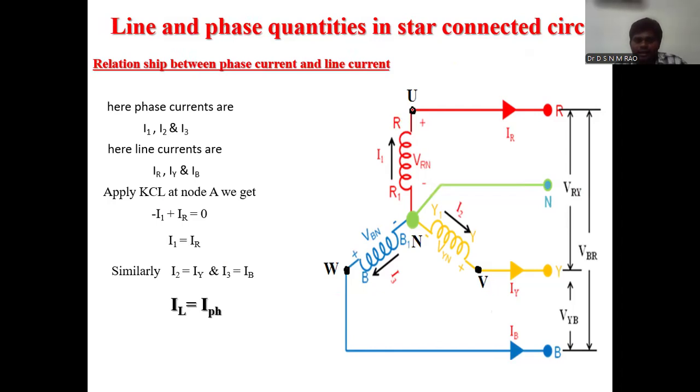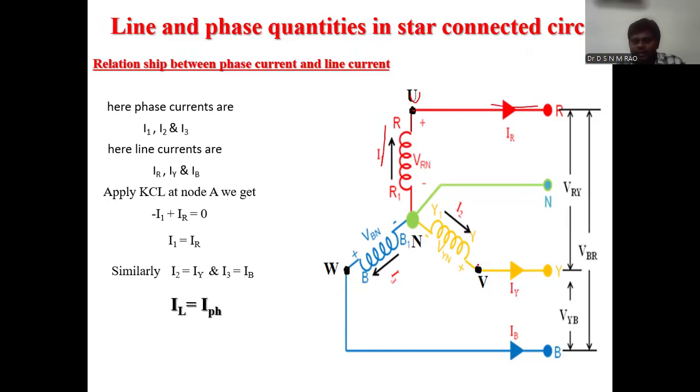Here I will apply the KCL at point U. KCL states that the sum of incoming currents equals the sum of outgoing currents, or else the algebraic sum of currents meeting at a junction or node equals 0. Here at point U, at this node, the incoming current equals I1 and the outgoing current equals IR.